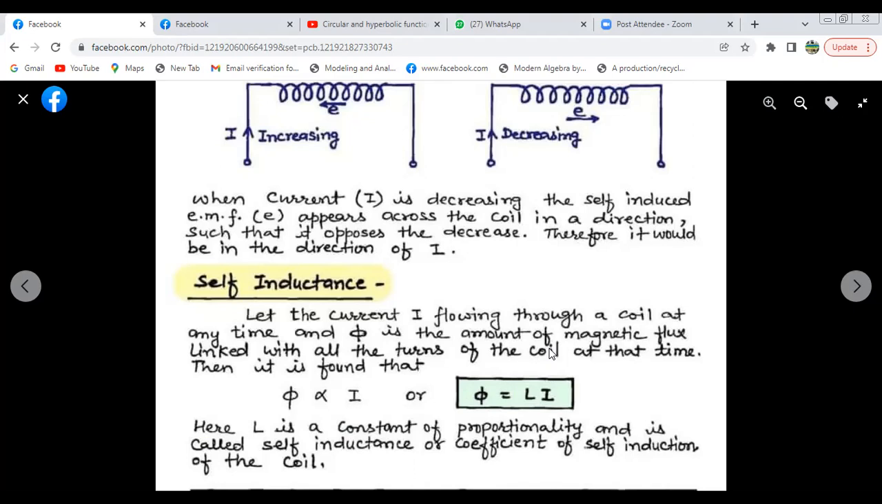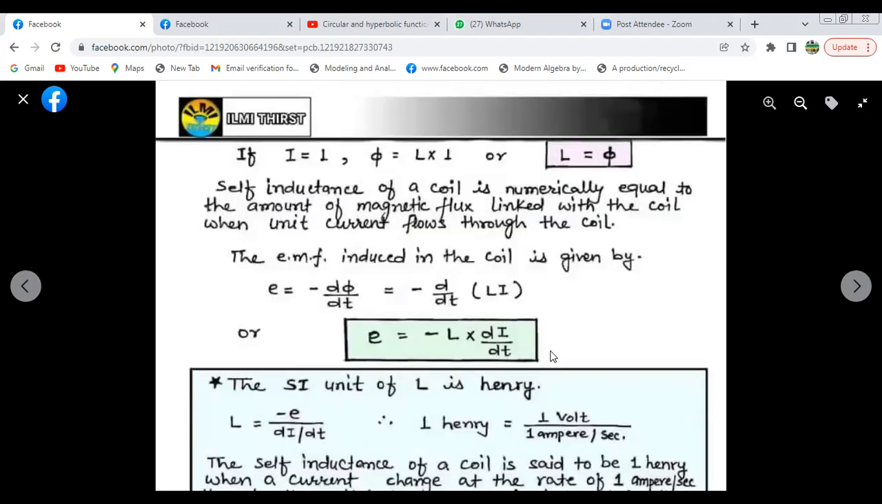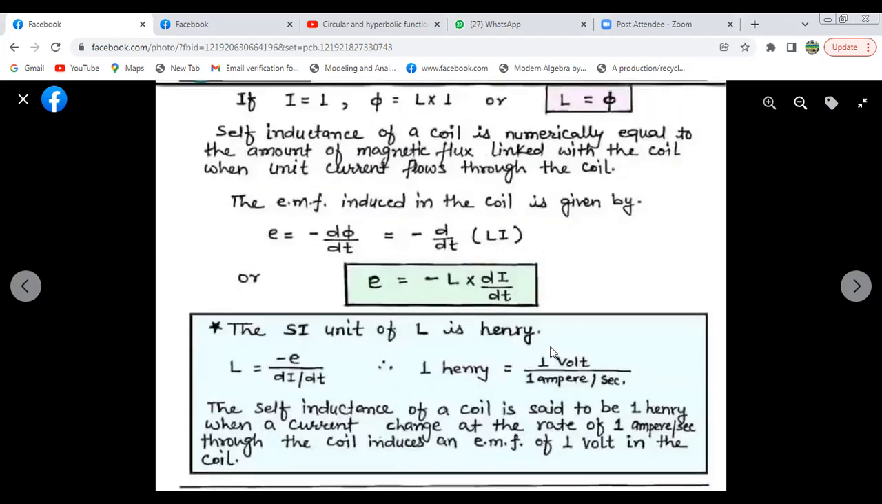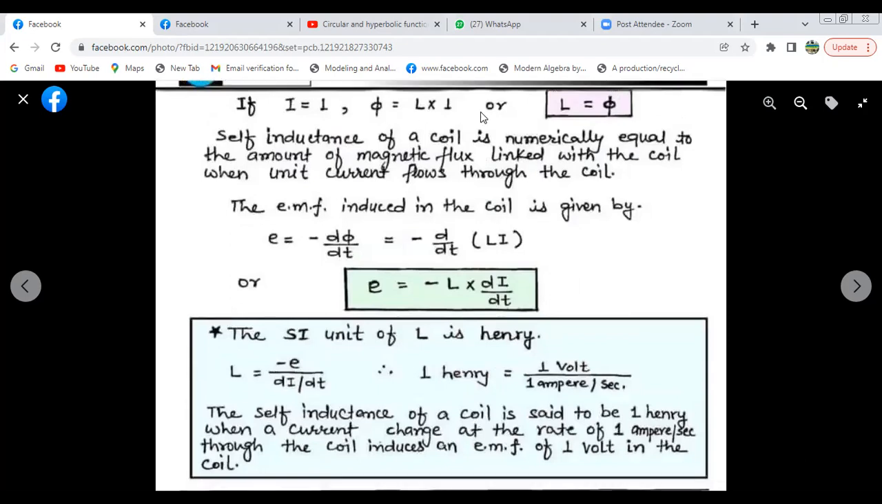So we have to remember these two definitions. Now, if I equals 1, then phi equals L. Self-inductance of a coil is numerically equal to the amount of magnetic flux linked with the coil when unit current flows through the coil.